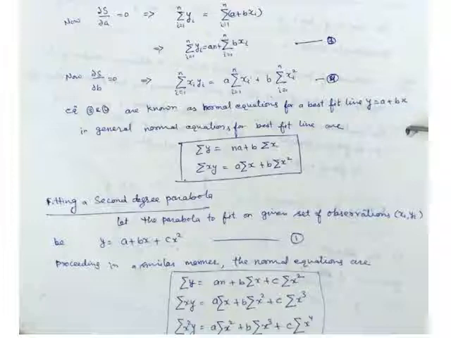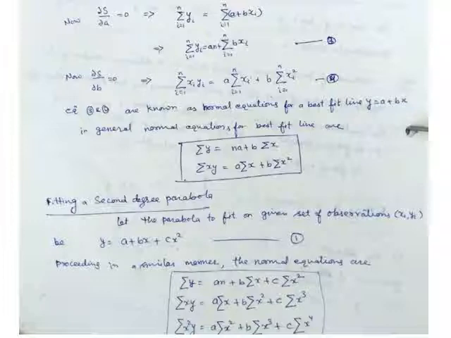Again, there is a trick to learn these. Just simply apply summation to the given equation 1. Summation y equals a n plus b summation x plus c summation x square. For the second equation, multiply the equation of the parabola with x and then use summation. You get the second normal equation. Multiply the given equation of the parabola with x square and then take summation. You get the third of the normal equations.